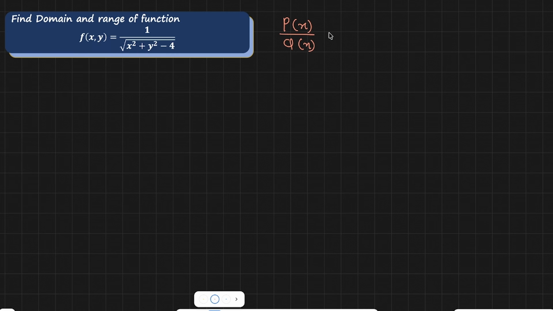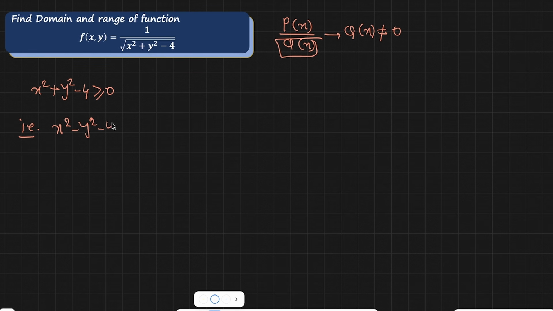First, whenever this kind of function arises, your q(x) should not be equal to 0. Second, if it is a square root, then the inside should be greater than or equal to 0. So how to find the domain for this function? Whenever you have x square plus y square minus 4 under the square root, according to the square root rule, it should be greater than or equal to 0. But according to the rational function rule, the denominator should not be 0. It means x square plus y square minus 4 should be strictly greater than 0. Because the expression inside the square root must be positive and the denominator can't be 0.